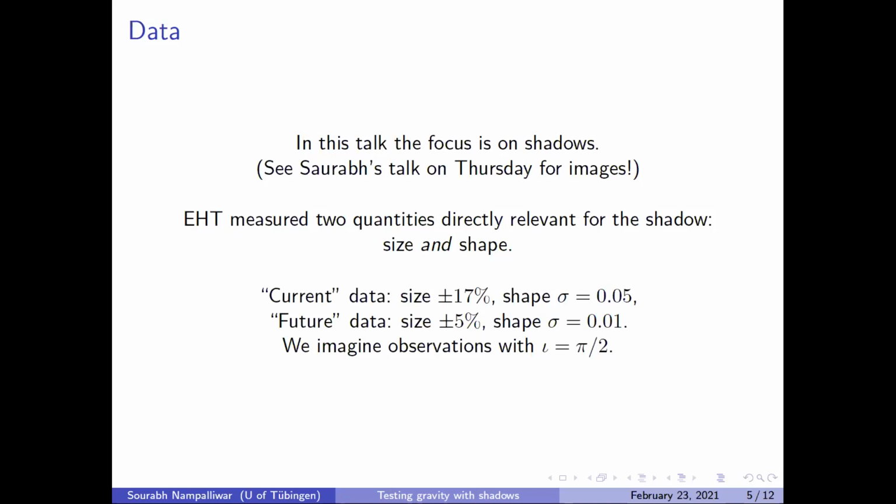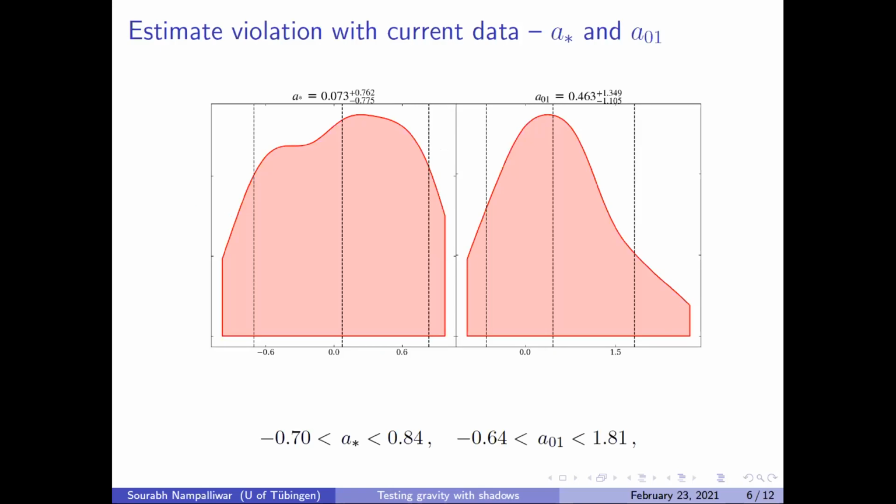And then I will look into the future, what is potentially possible with next generation EHT. So a size measurement of the order of 5% precision and a shape measurement of 0.01. We'll make all our observations at an inclination of pi/2, where all the effects in the shape and size are enhanced. So let me show you some results.